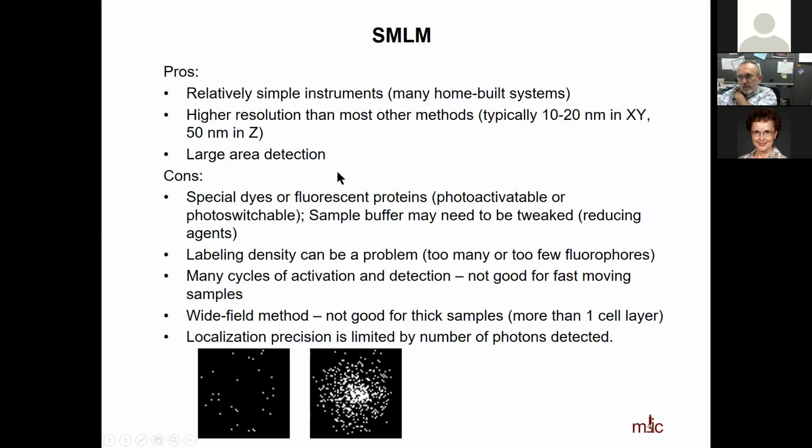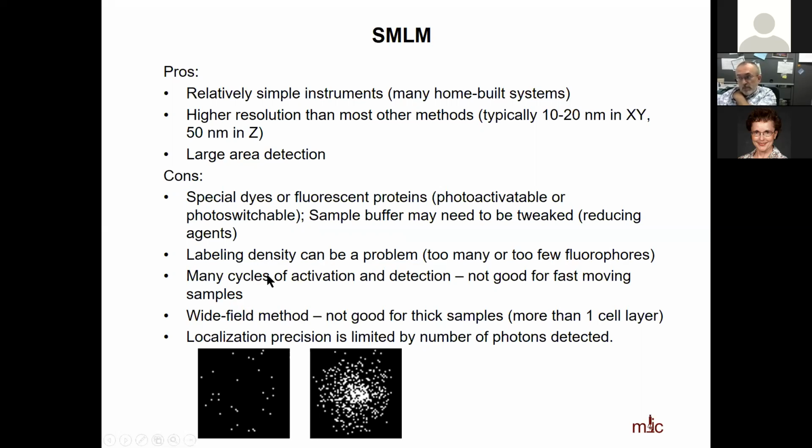The good thing about these instruments is that they're relatively simple, because it's essentially a wide field microscope with some fancy lasers and cameras. This method offers a higher resolution than most other methods, and you can detect a large area, because it's all read out on a camera. But you need these special dyes, or you need to tweak your sample buffer conditions to get just the right rate of transitions between the on and off states. If you have too many fluorescent molecules or too few fluorophores, then that could also be a problem.